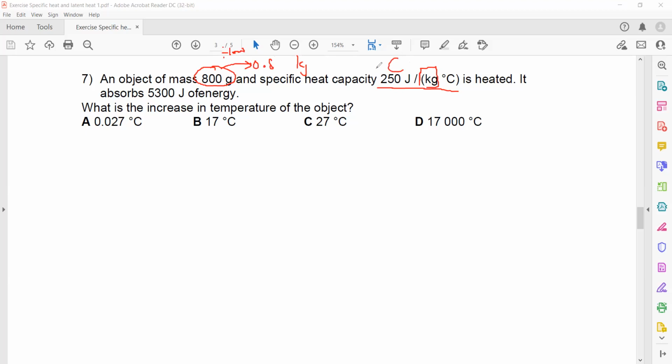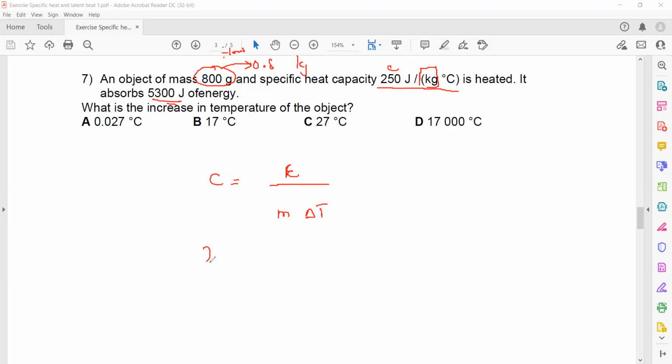We have the specific heat capacity, C, is there. We have the mass, we have the energy supplied. We need the increase in temperature, or the change in temperature, or delta T. So the formula: specific heat is equal to energy divided by mass times temperature change.